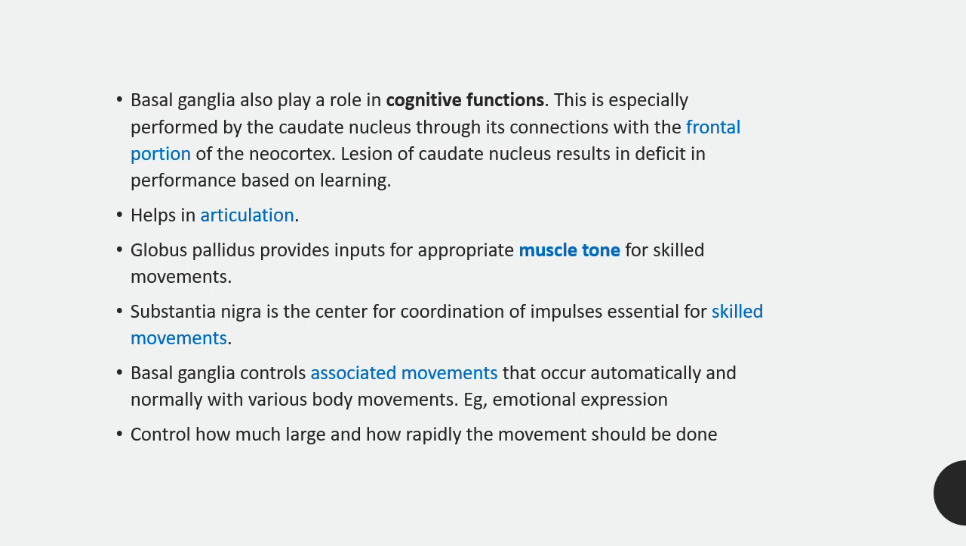Globus pallidus provides inputs for appropriate muscle tone for skilled movements. Substantia nigra is the center for coordination of impulses essential for skilled movements. Basal ganglia controls associated movements that occur automatically and normally with various body movements, for example, emotional expression. It also controls how large and how rapidly the movement should be done.